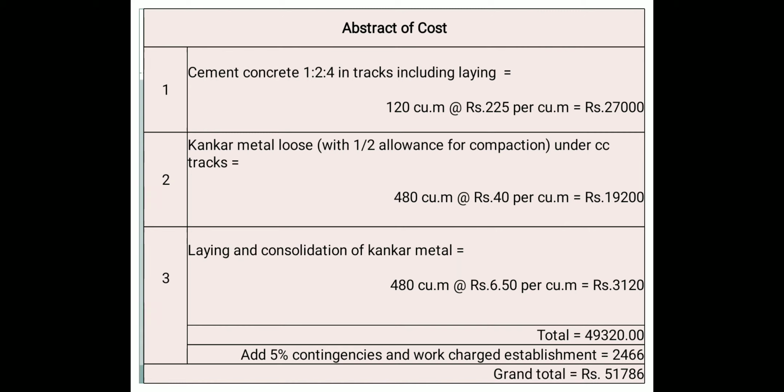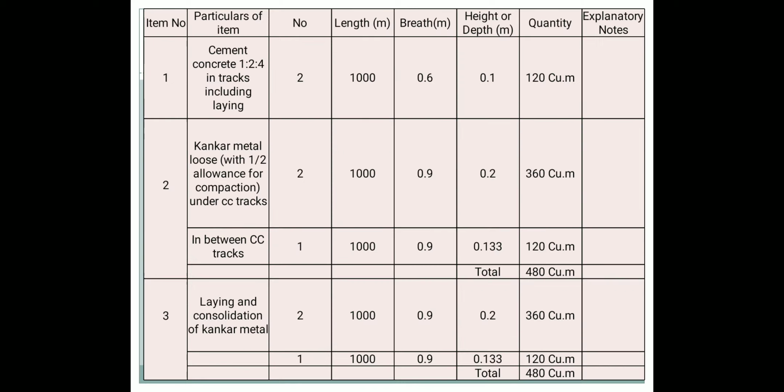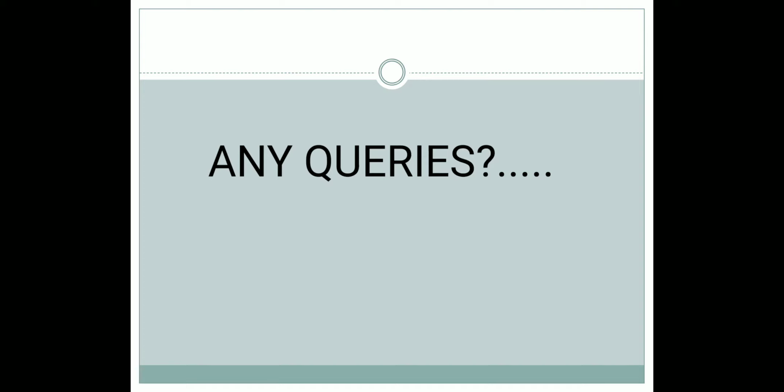Adding 5% of contingencies and work charge establishment, it is 2,466. That makes a grand total of 51,786. So this is how we do the abstract estimate for the rigid pavement.